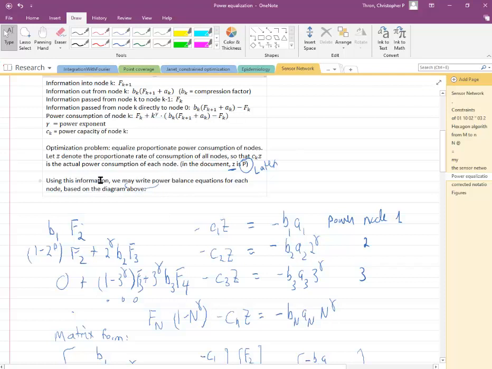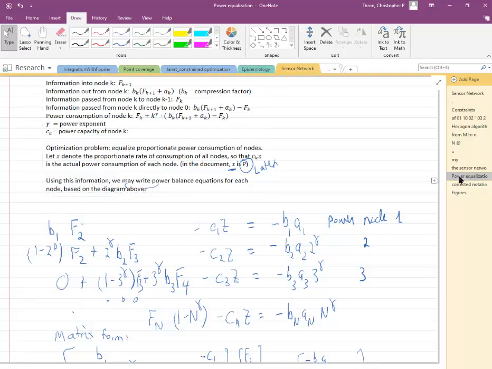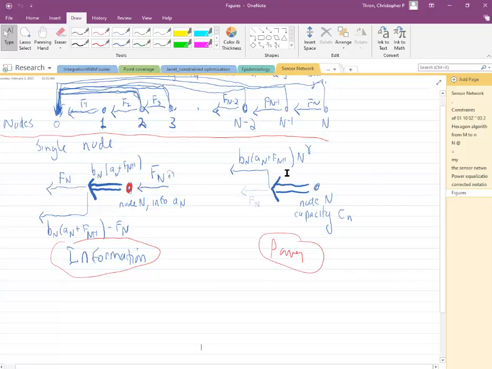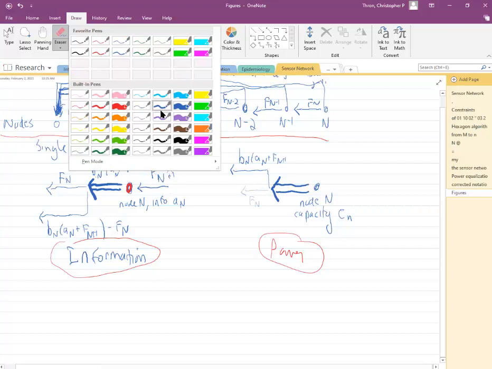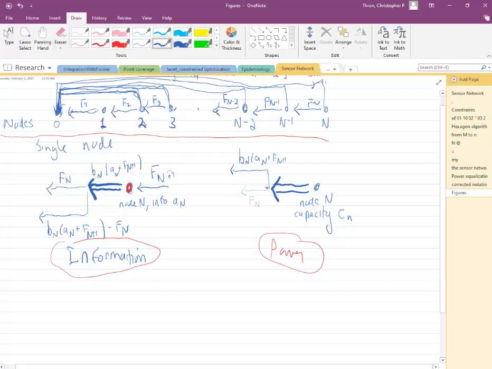Now, using this information, we may write power balance equations for each node based on the diagrams above. The diagrams above, I mean this diagram here. I see now I made a mistake here. Here, the information that's sent here is Bn times An plus Fn plus 1, but I have to subtract the information that goes this way. The information that goes stepwise is Fn.